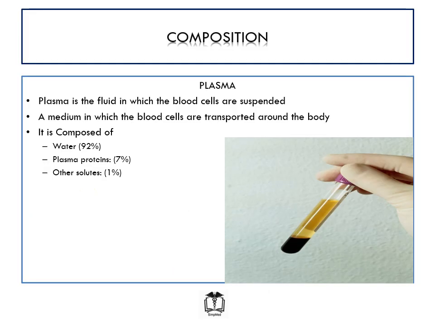Let's talk about each of the components of blood, starting with plasma. Plasma, like I said, is the fluid aspect of blood. It's the part where the blood cells are suspended. It's the medium by which the blood cells are transported around the blood. And it's composed of a combination of water, 92% of plasma is water, plasma protein, which is about 7%, and a number of solutes.